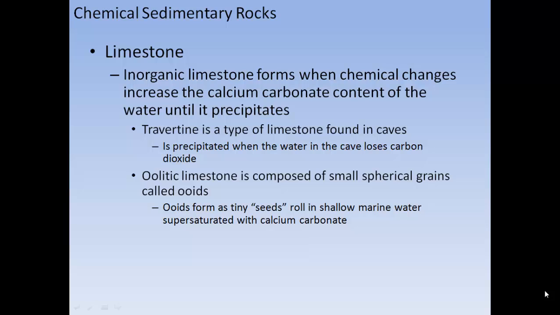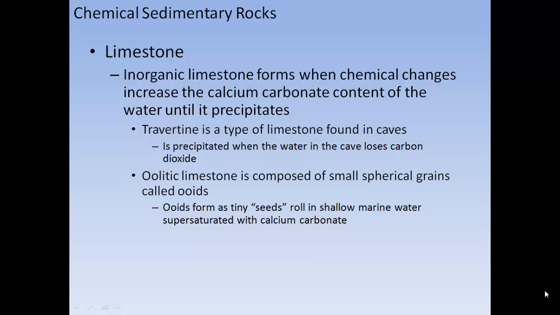Limestone, again. Inorganic limestone forms when chemical changes increase the calcium carbonate content of the water until it precipitates. Travertine is a type of limestone found in caves. It's precipitated when water in the cave loses carbon dioxide. Okay, so if you've heard of stalagmites and stalactites, which are like rock icicles in a cave, the stalactites forming from the roof and the stalagmites from the ground, that rock those stalactites and stalagmites are made of is travertine.